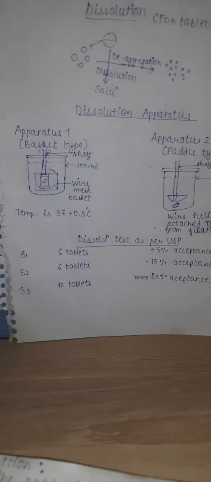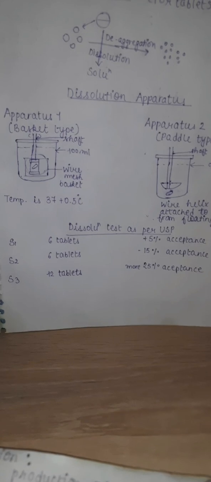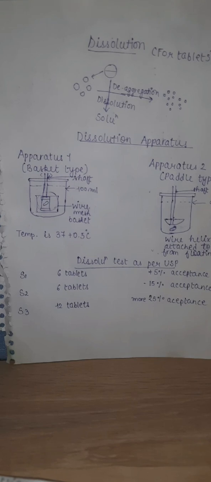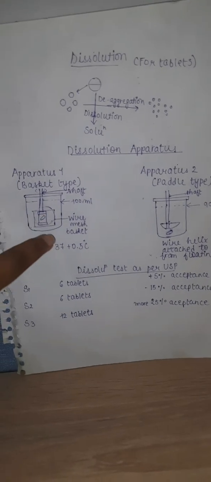Now, the dissolution test as per USP. What if one of your tests fails? Then what are you supposed to do? At one point of time, I will make a batch of 6 tablets, and then I'm supposed to test them one by one. I'll put my tablet here. At one time I'm supposed to only put one tablet.